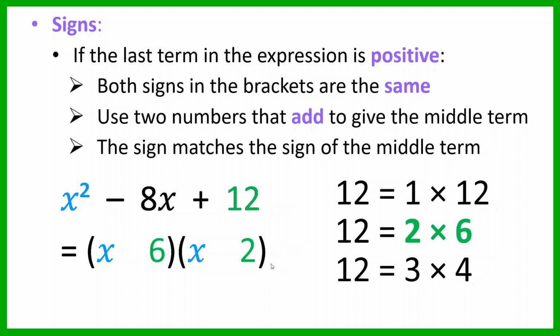Once I've identified which numbers I'm using, I then need to work out what my signs are going to be. Remember we said that if the last term is positive, the two signs are going to be the same. So they're both going to be minuses, or they're both going to be pluses, but we need to know which. Now we look over here, it says the sign matches the sign of the middle term. So I look and see, okay, if this sign over here is negative, then both of these must be minuses. So I'm going to have x minus 6 and x minus 2. And that is what you get when you factorize this trinomial.